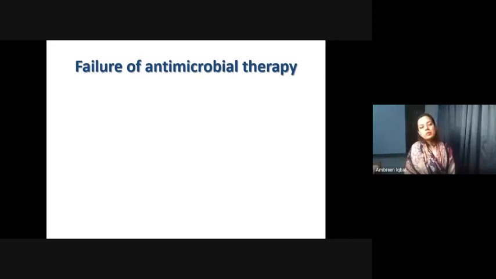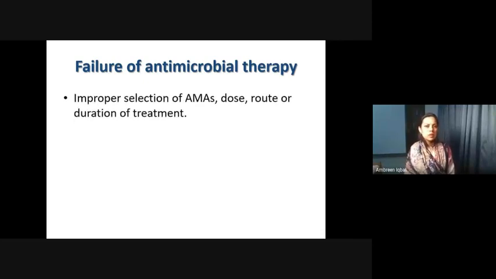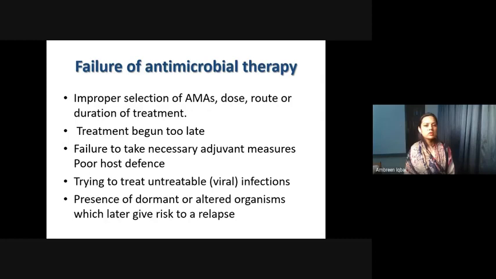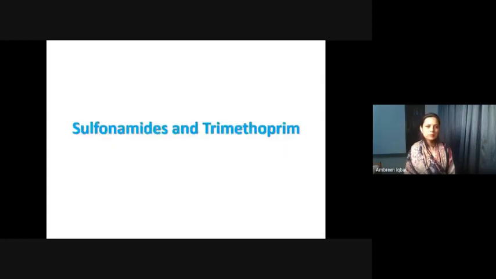The last thing in the basic principles of antimicrobial therapy is failure of antimicrobial therapy. The failure is due to improper selection of antimicrobial agents, the dose, the route, and the duration of treatment. Treatment begins too late, when the bacteria have invaded all over the body. Other causes are failure to take necessary adjunct measures, poor host defense mechanisms, trying to treat untreatable infections, and presence of dormant or altered organisms which later give rise to relapse.